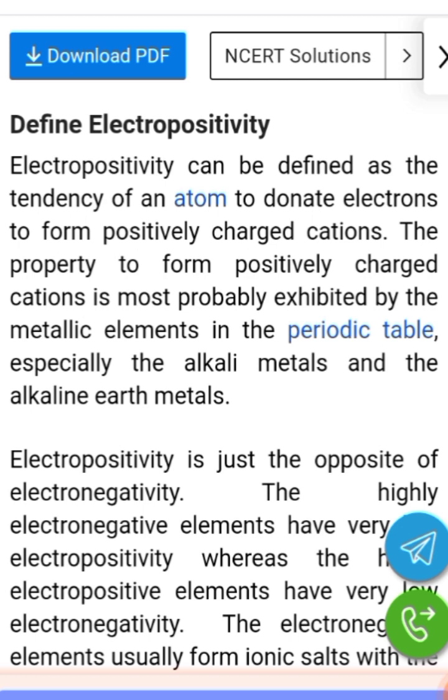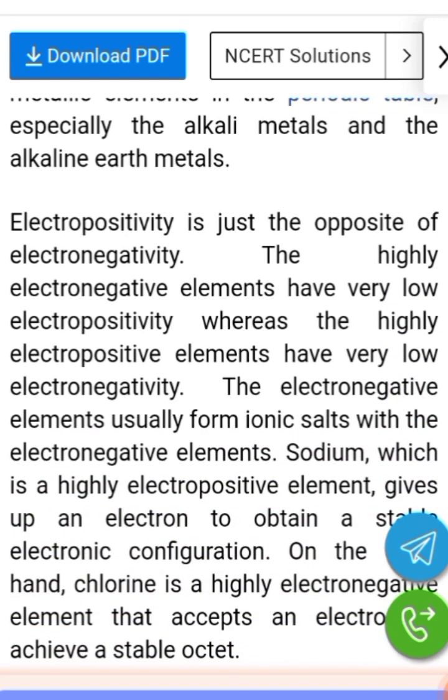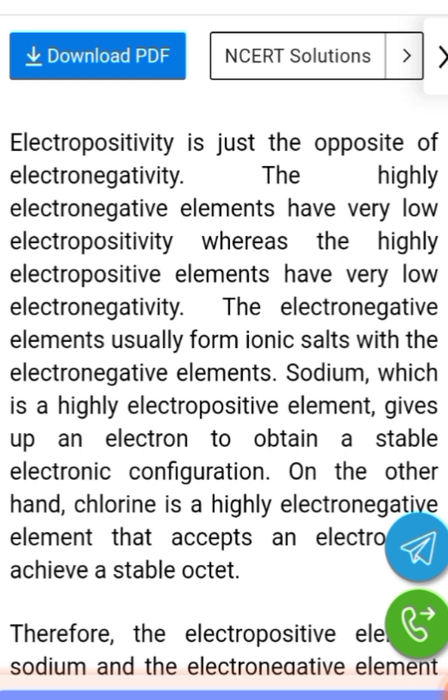It's very, very important. But when you are asked which one is the least electronegative element, the one that is the most electropositive element is the least electronegative element, while the most electronegative element is the least electropositive element. It's as simple as that. It's just like logic. So electropositivity is just the opposite of electronegativity, which I've already discussed.